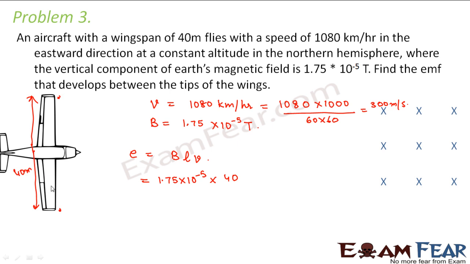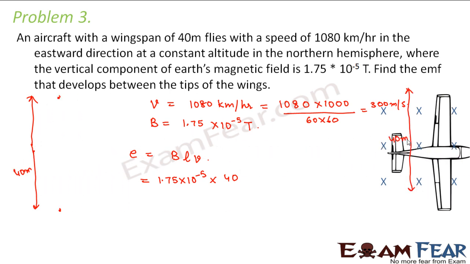It is very similar. By looking at the figure also you can see that it is as if a 40 meter long rod is moving inside a magnetic field. So you can say this is 1.75 x 10^-5 into 40 into velocity, which is 300. So this comes out to be 0.21 volts.